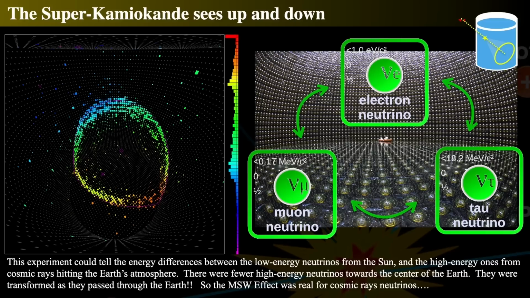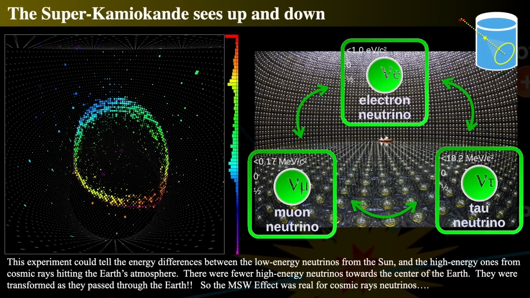And there were fewer high-energy neutrinos coming from toward the center of the Earth. That means those neutrinos were being transformed as they passed through the Earth. And so the MSW effect was real for these cosmic ray neutrinos. So not only did the Kamiokande experiment confirm this neutrino problem, but because the Cherenkov light made a cone, they showed the direction of the origin. And this proved that neutrinos were indeed coming from the sun.